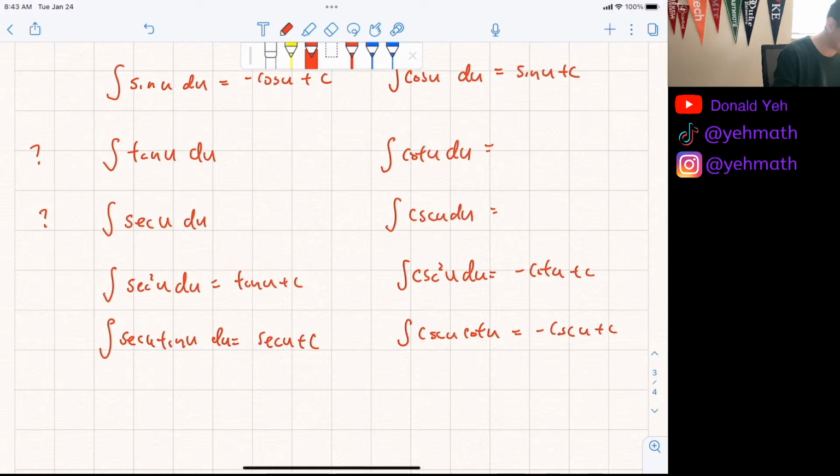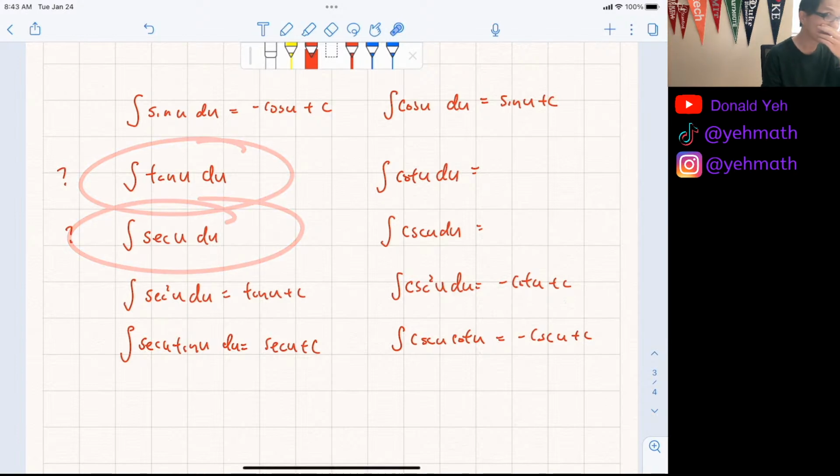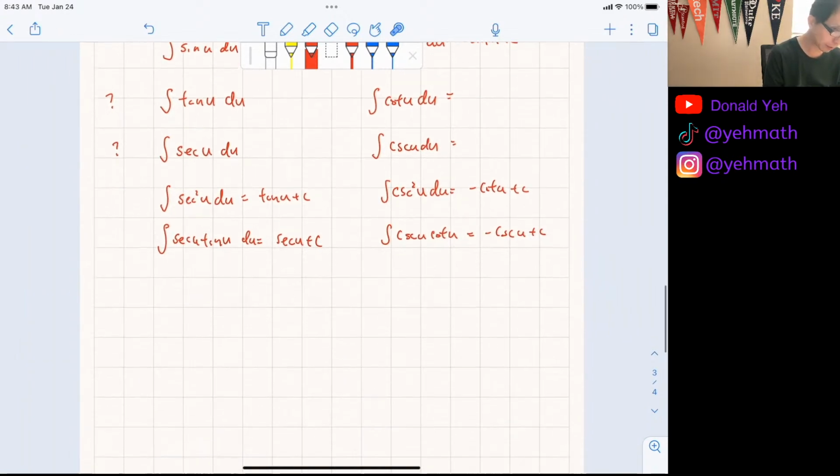So the only things we're missing are two integrals, because if we figure out two of them, the other side is going to be a complement. If you realize, the integration of sine of u is negative cosine of u, and cosine of u is sine of u, they follow the same pattern. Or the integration of secant square of u du is tangent of u, then the integration of cosecant square of u du is going to be negative cotangent of u plus c. So they follow the same pattern, and the only things we need to find are those two. So let's go find those two and come back to write that, okay?